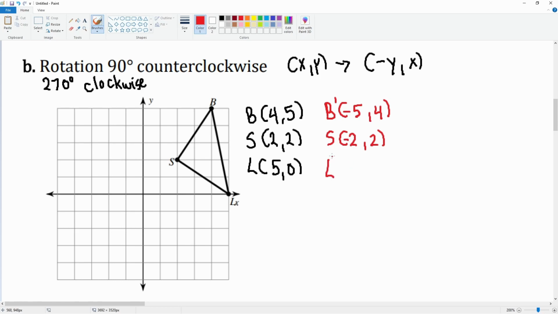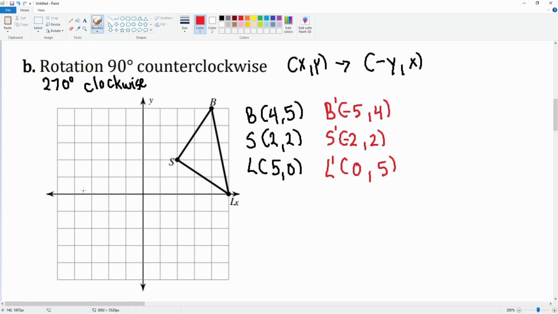L prime, the original is 5, 0, so it's 0, comma 5. And the original y, which is 0, becomes a negative. That 0 becomes a negative 0, but that doesn't really change. Okay? All right, so okay, let's see if we did it right. Let's see if it looks right.